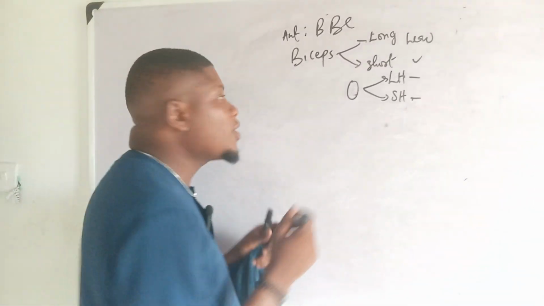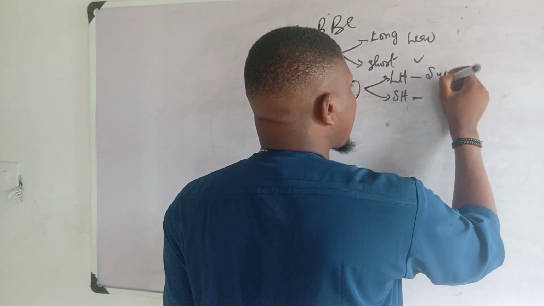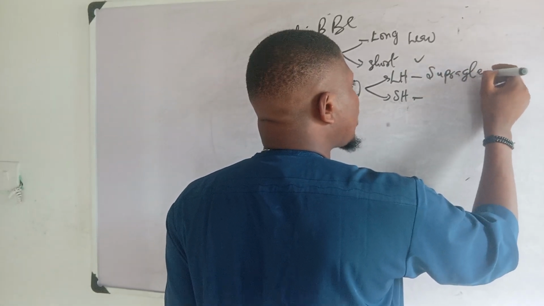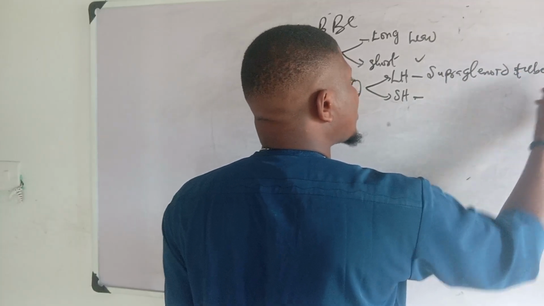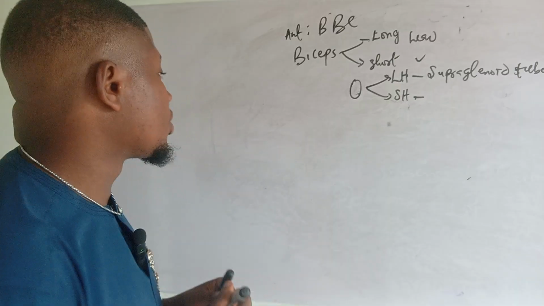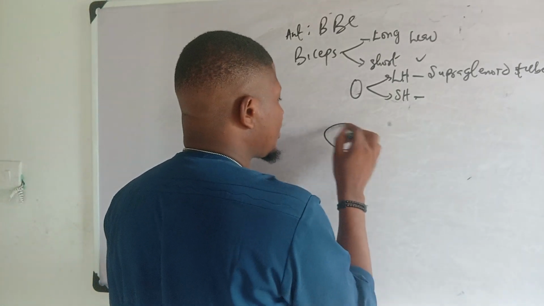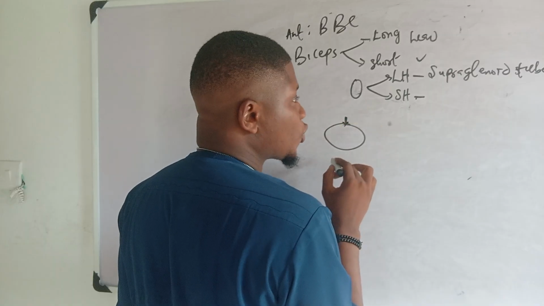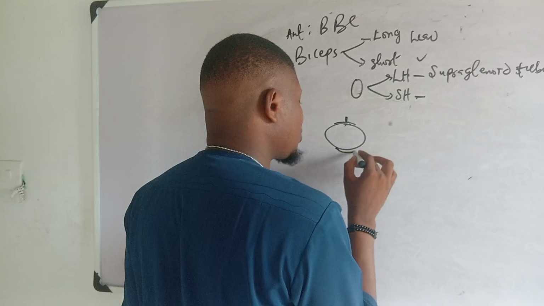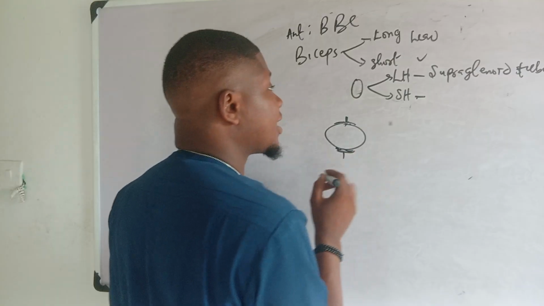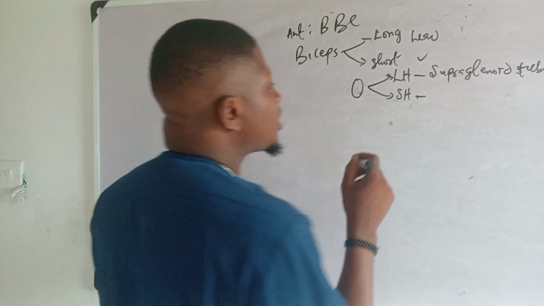The long head originates from the supraglenoid tubercle of the scapula. You know the glenoid cavity. Let's say this is the glenoid cavity. This upper part is called the supraglenoid tubercle, a tubercle above the glenoid cavity. Here there is a tubercle below, and this one below is the infraglenoid. You will see later that the long head of triceps originates there.